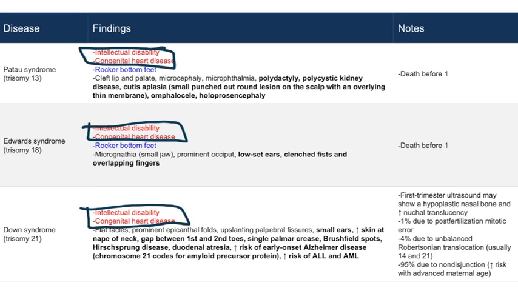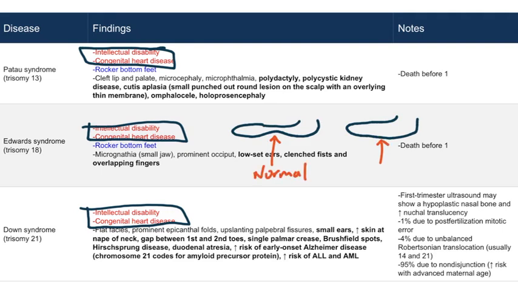Rocker bottom feet refer to feet that are abnormally shaped, kind of like a rocking chair. So if a foot normally has an arch like this, then a rocker bottom foot would look something like this. So normal has an arch, abnormal looks kind of like a rocking chair. Memorizing the information we've talked about so far will usually not help you get any questions right because these findings don't distinguish between the disorders. So in my opinion, I wouldn't waste your time memorizing this information.